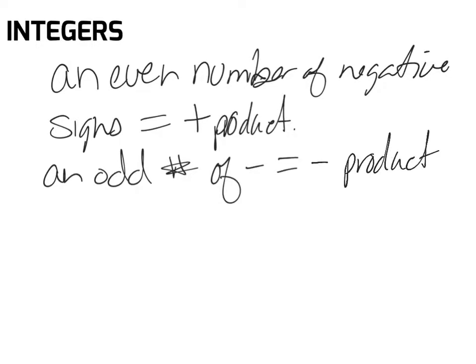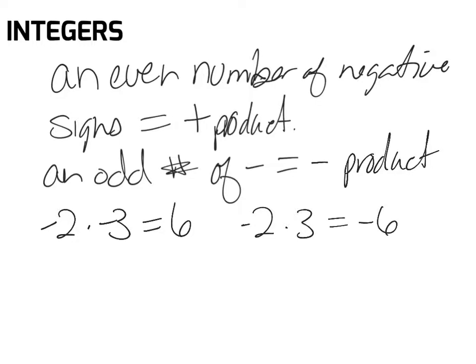Okay, so again, negative 2 times negative 3 equals 6. Negative 2 times 3 equals negative 6. An even number of negative signs: I have 1 negative sign, 2 negative signs. 2 is an even number, so 2 negative signs gives you a positive product. An odd number of negative signs, I only have 1 negative sign, gives you a negative 6.